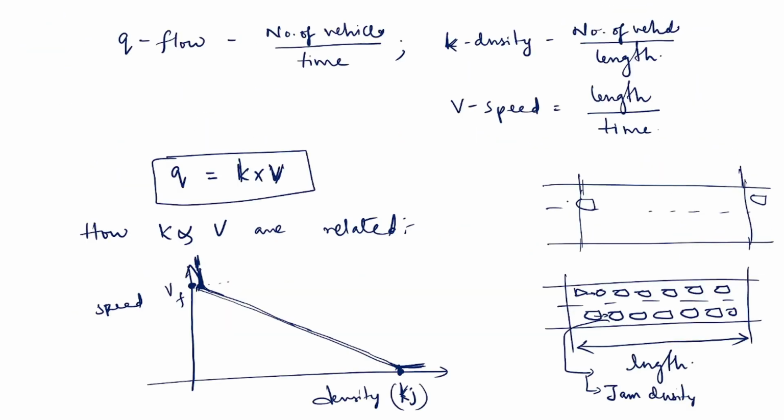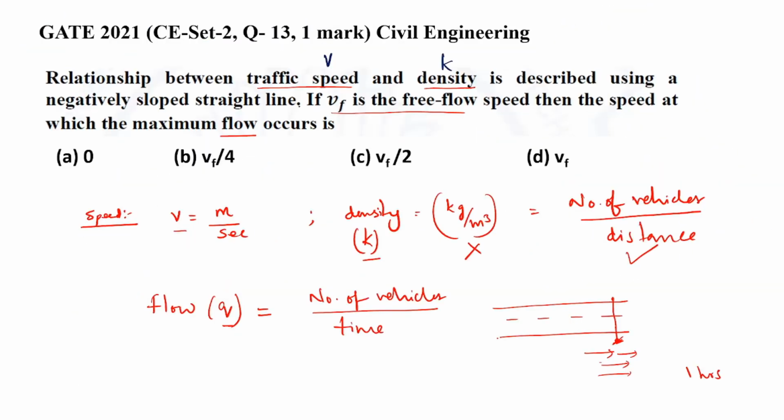But what is asked in the question? In the question, it is asked when maximum flow occurs, the speed is Vf by 2. Maximum flow occurs at Vf by 2. So the answer is C.